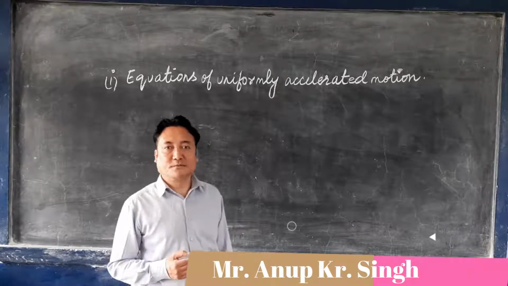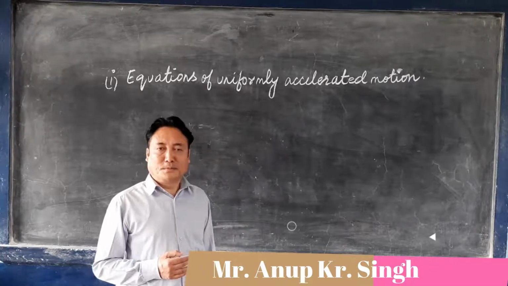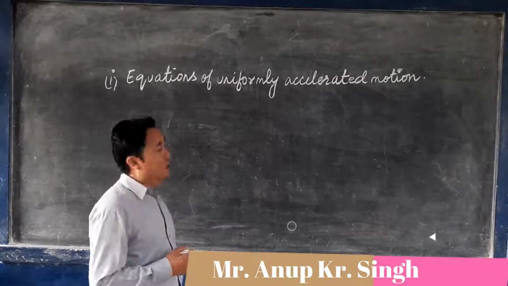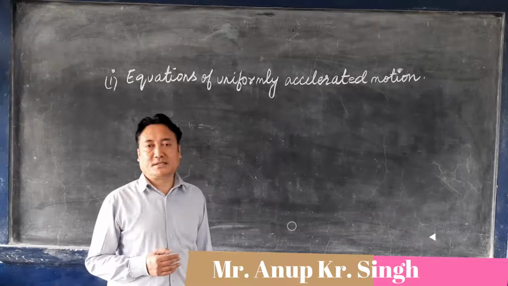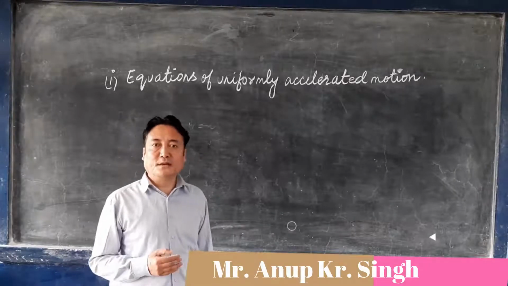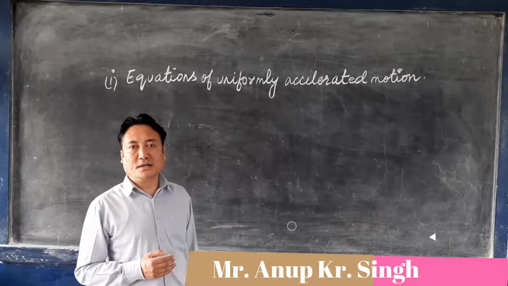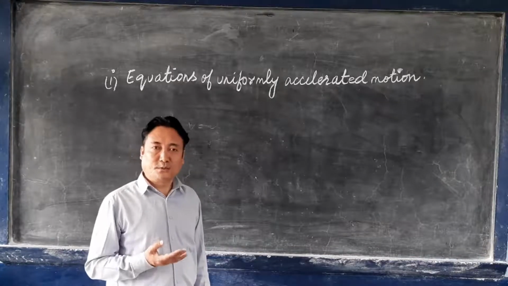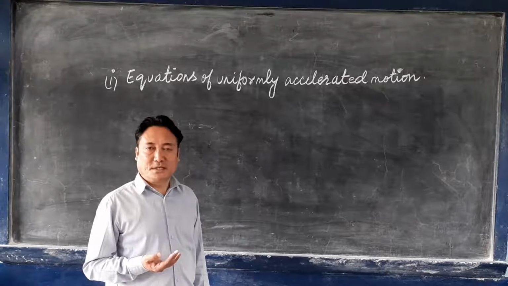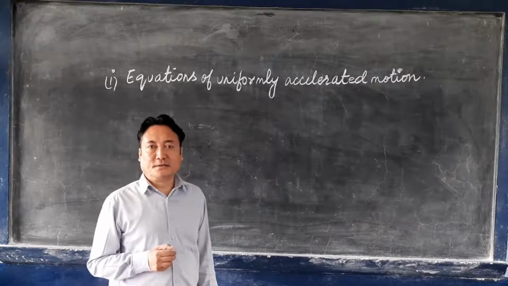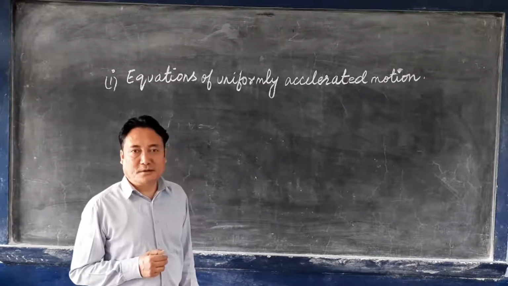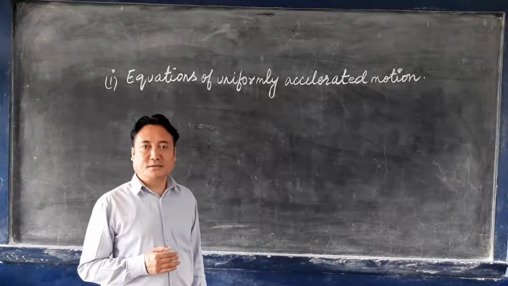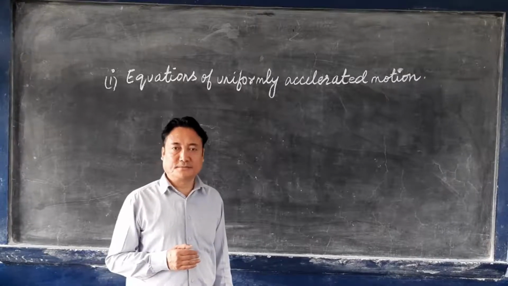Now, today we will discuss four things. Number one is equations of uniformly accelerated motion. Second one is the mass of the body. Third one is the weight of the body. So what is weight, what is mass? Okay, we'll discuss it, and also the change in the value of acceleration due to gravity. So these four things we'll discuss today.